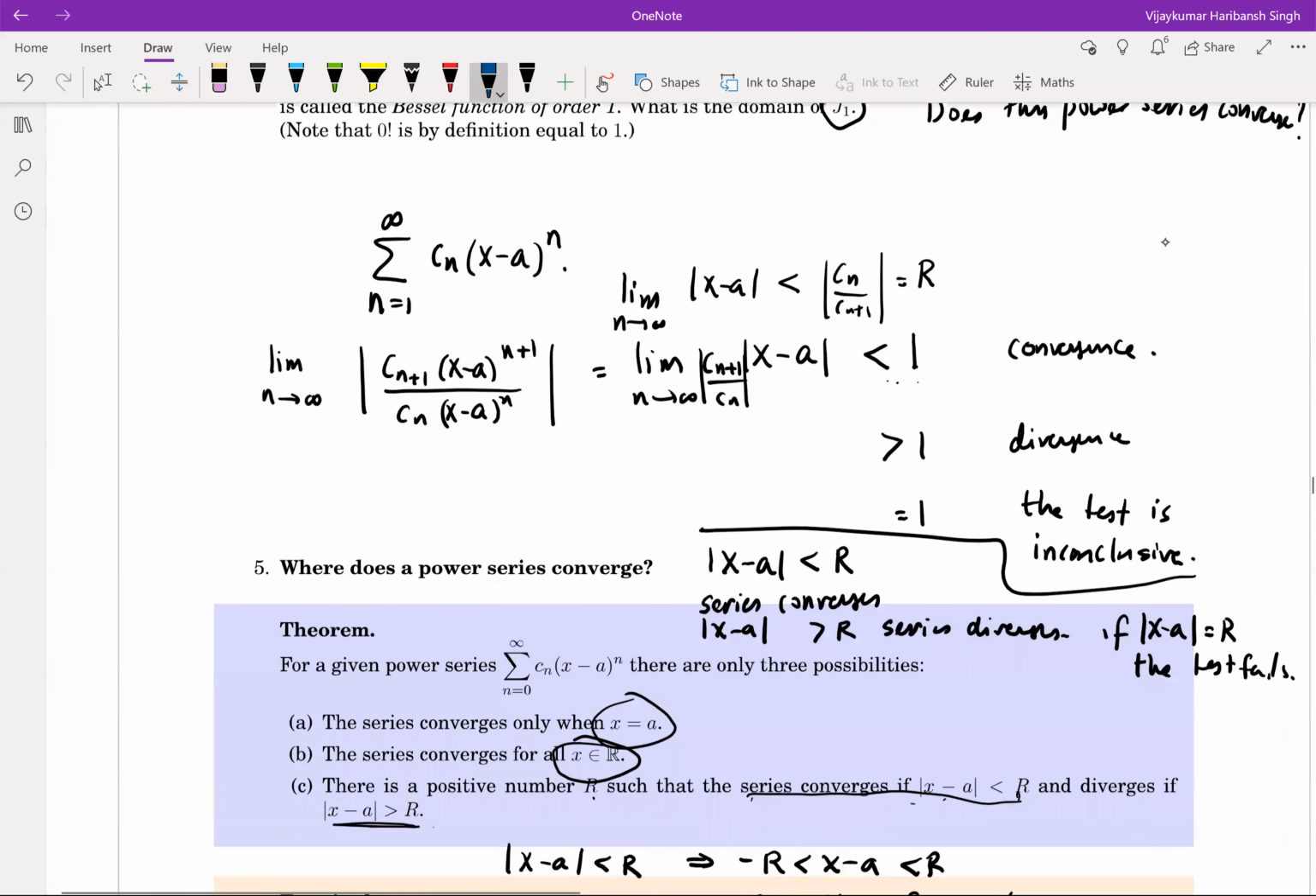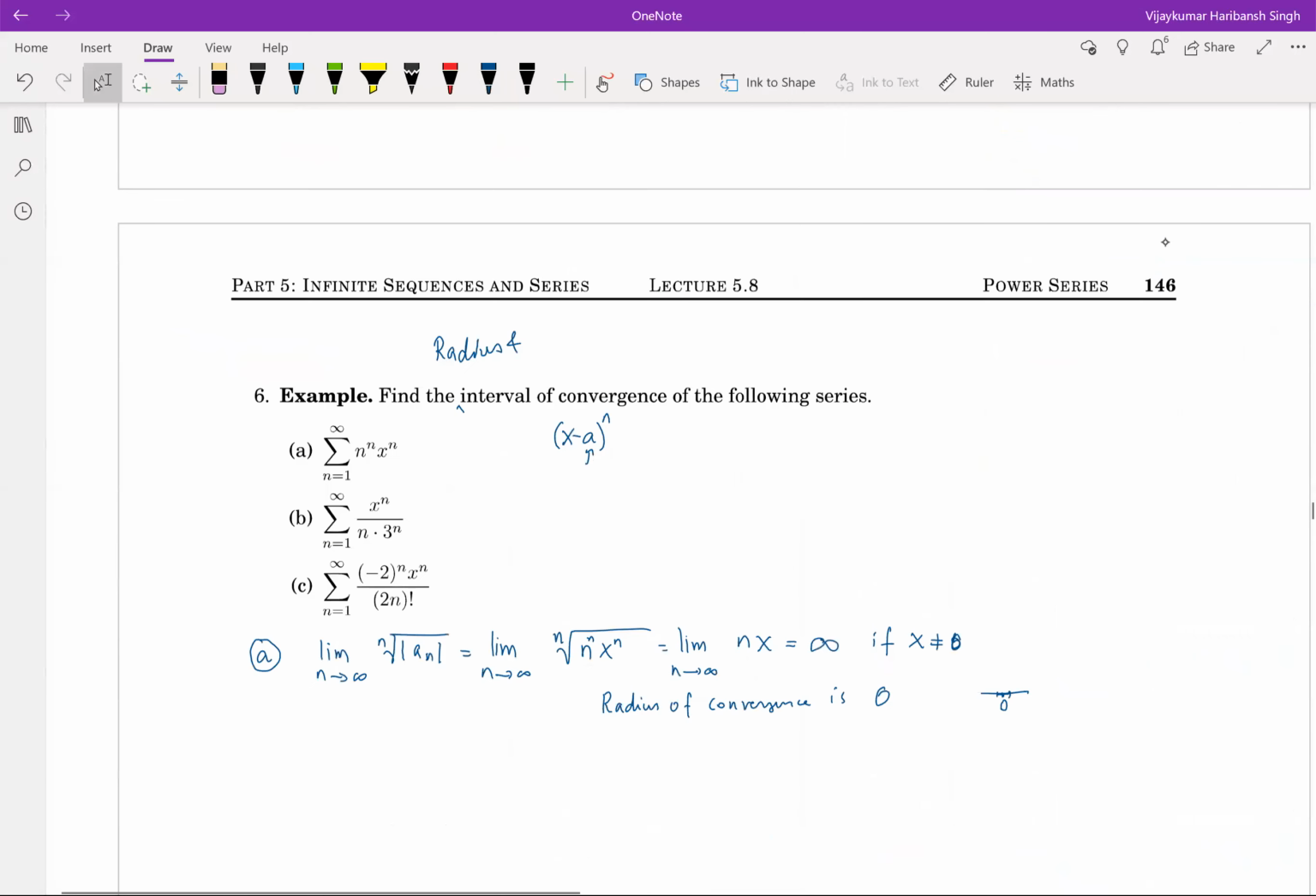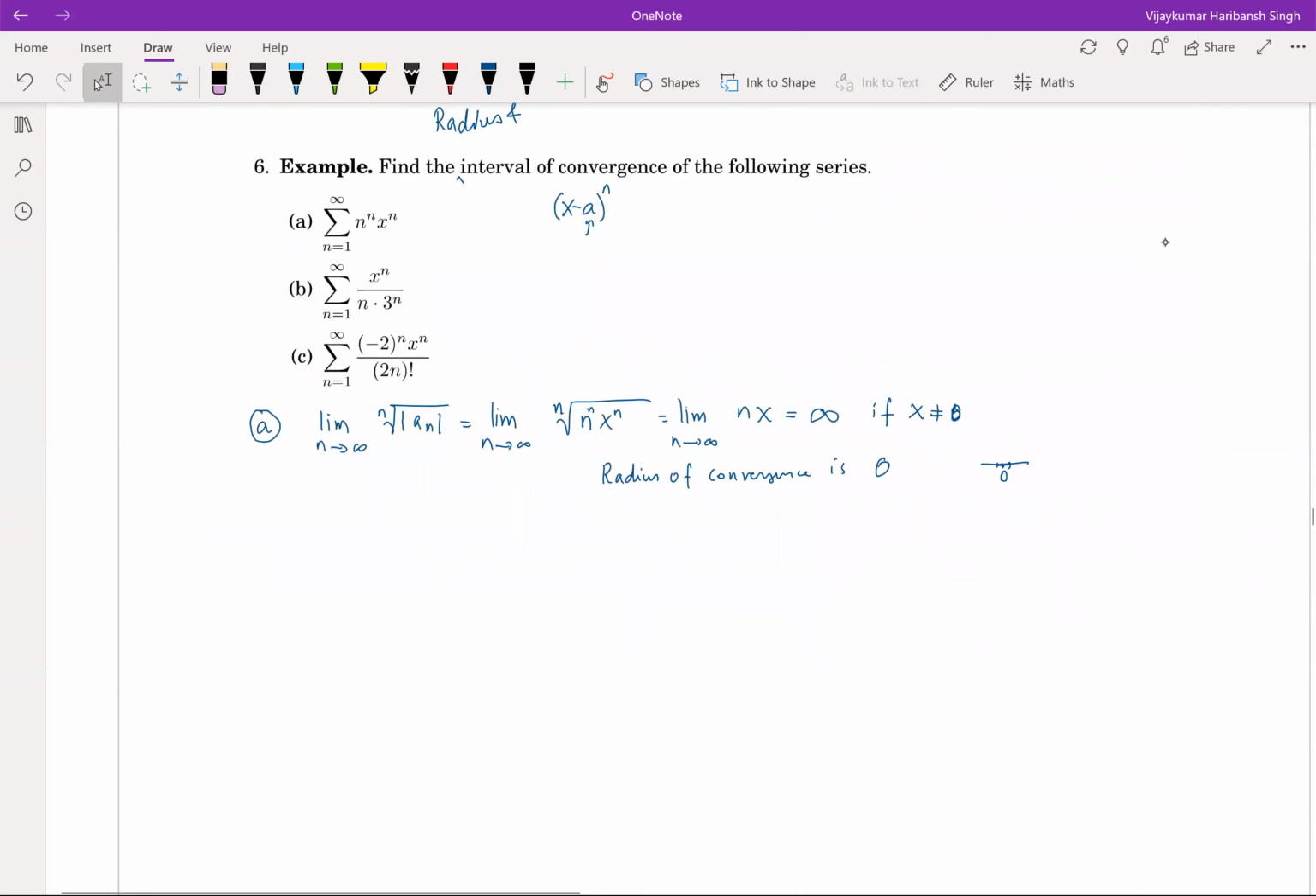So same thing here as well. It doesn't converge for anything except 0, the center. So the radius of convergence is 0, and in that case, the interval of convergence is also just 0, because only the center is in the interval of convergence. Okay. So this was a straightforward problem. Let's move to the next part.